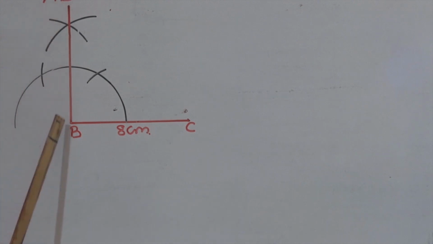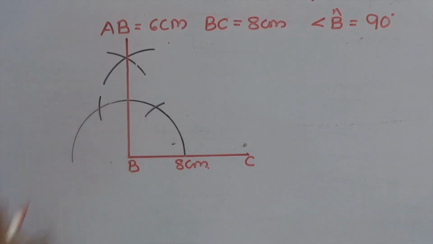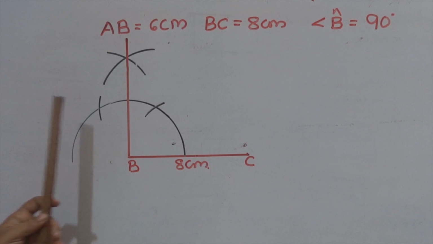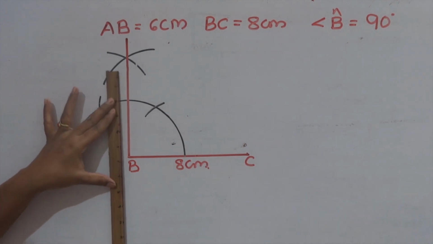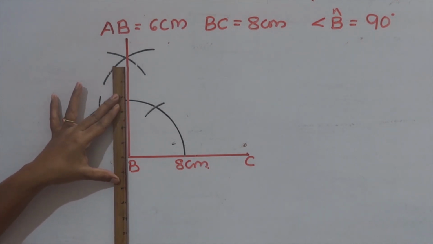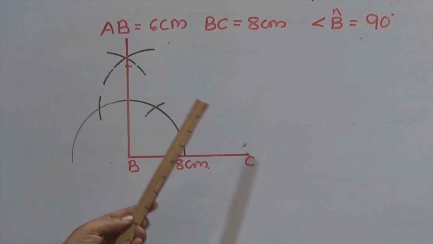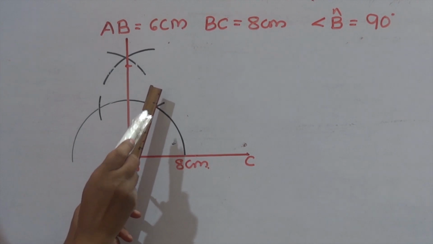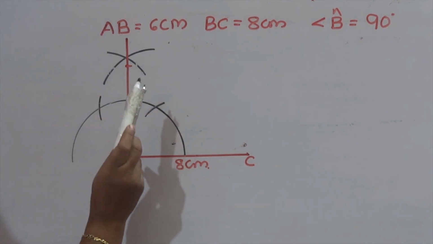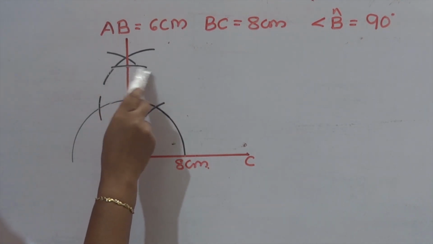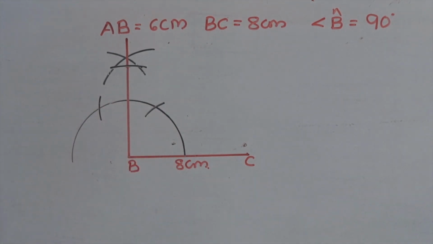And this length should be 6 cm. AB should be 6 cm. So let me mark 6 cm here like this. Or you can measure 6 cm with the help of compass like this and make a mark here. Both ways it is possible.